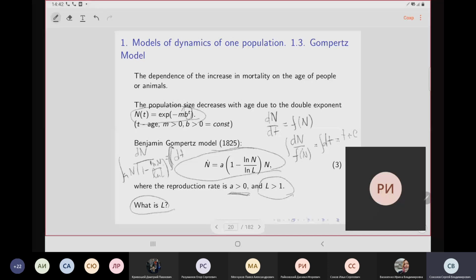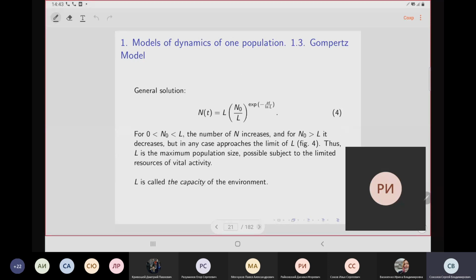dn divided by n is d logarithm n, and then we can easily calculate the integral. So the general solution after some simplification is a double exponent formula. Exponent of the exponent. You can calculate it by yourself.